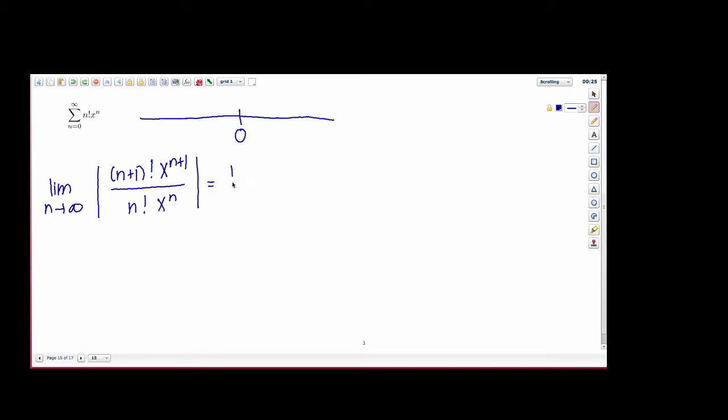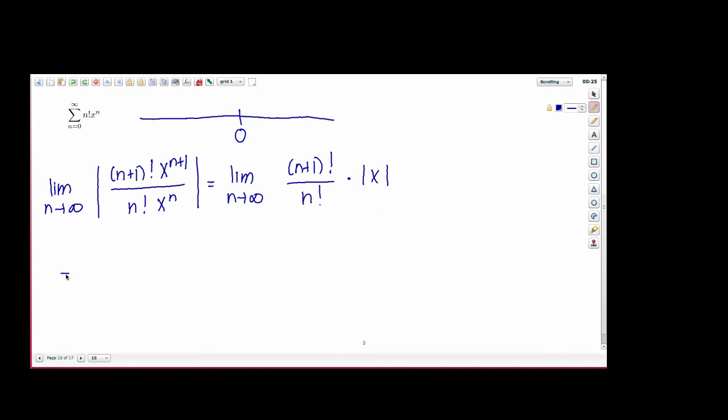So we get limit n goes to infinity. On the n parts, remember, I don't need to worry about the absolute value. N is going to infinity, so this is positive, so n plus 1 factorial over n factorial. And then x to the n plus 1 over x to the n, I'm just left with an x to the 1, so absolute value of x.